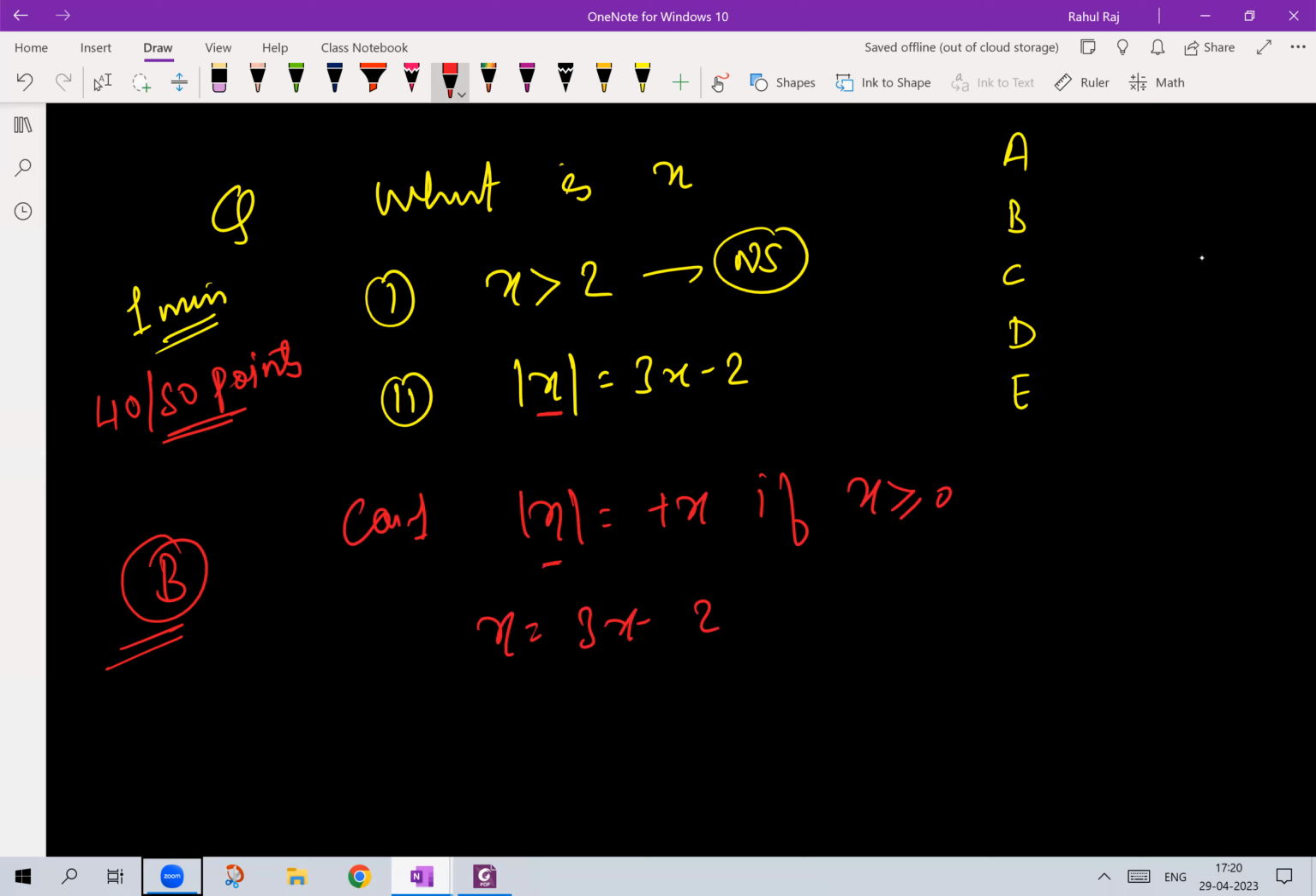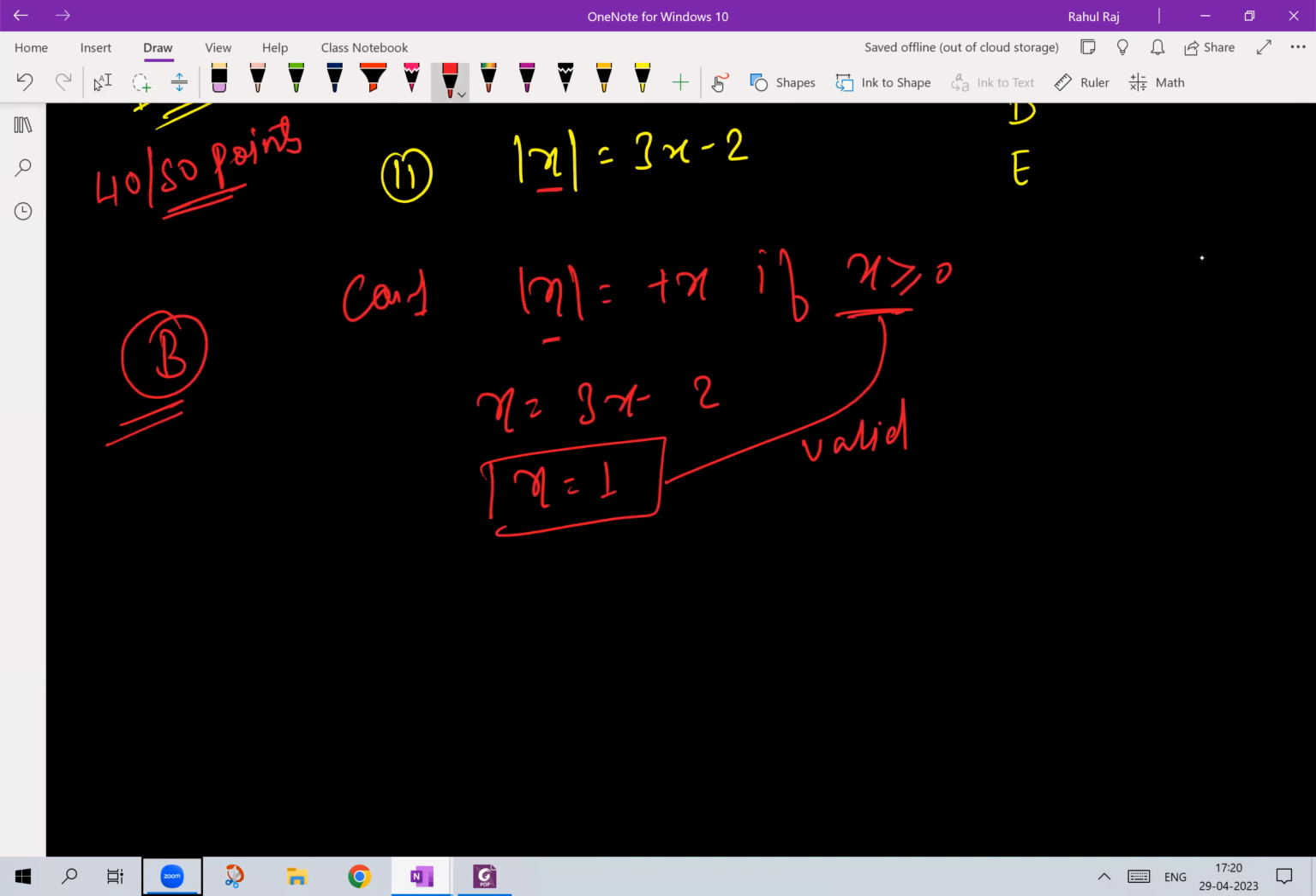Whichever is inside the mod, only those elements you have to take here. So x is equal to 3x minus 2. It comes to this side, it becomes how much? Minus 2x, x is equal to 1. Now for x greater than or equal to 0, x is equal to 1, valid solution.